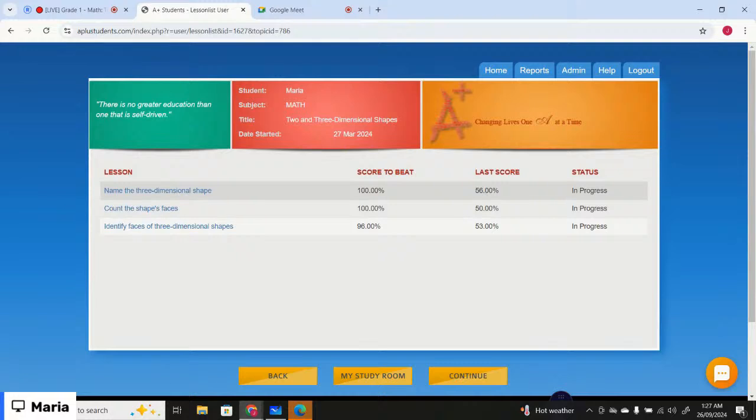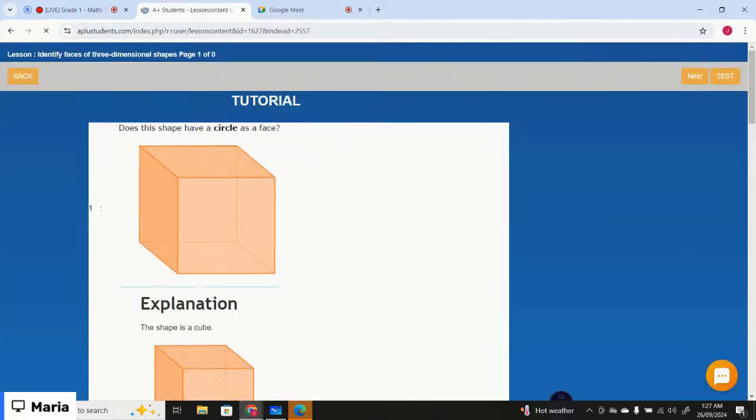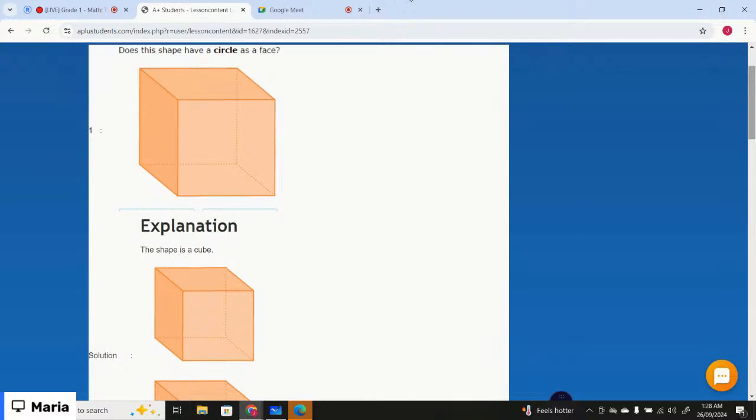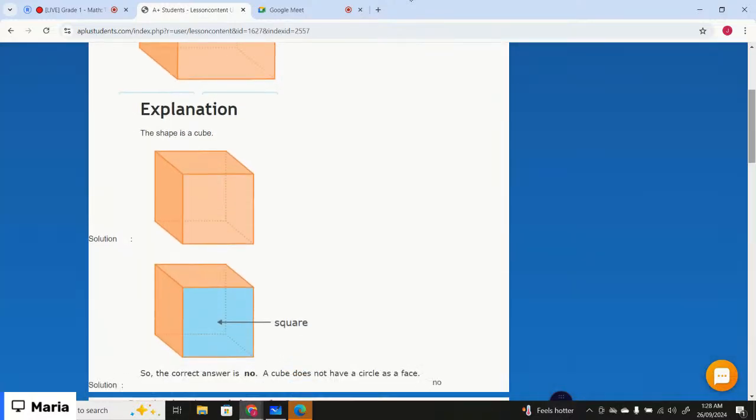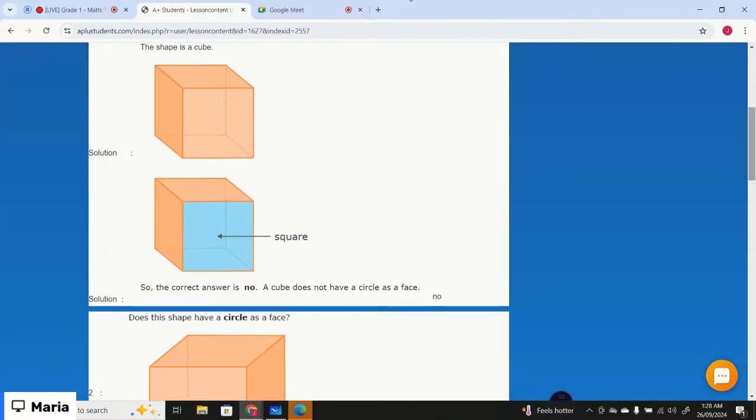The next lesson is identify faces of three-dimensional shapes. Let's just start with the lesson. Does this shape have a circle as a face? No. The shape is a cube and cube has all the faces that are square, so no, circle is not a face for this shape, right?